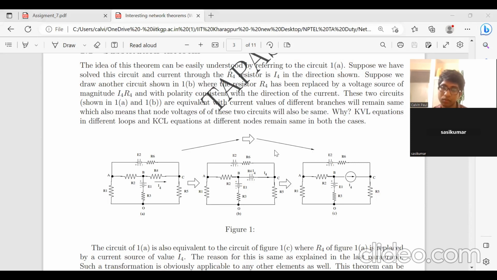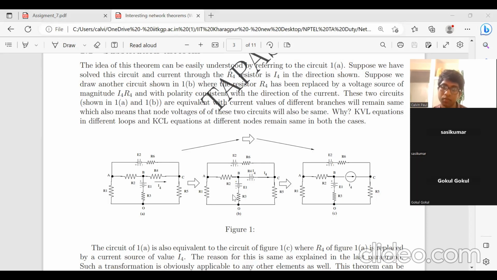So in this manner, we have substituted this resistor by a voltage source, and we can solve the circuit and we can simplify it further.